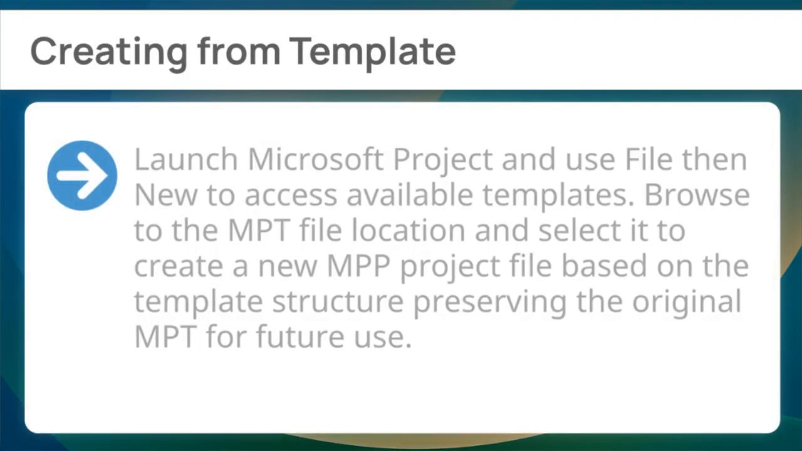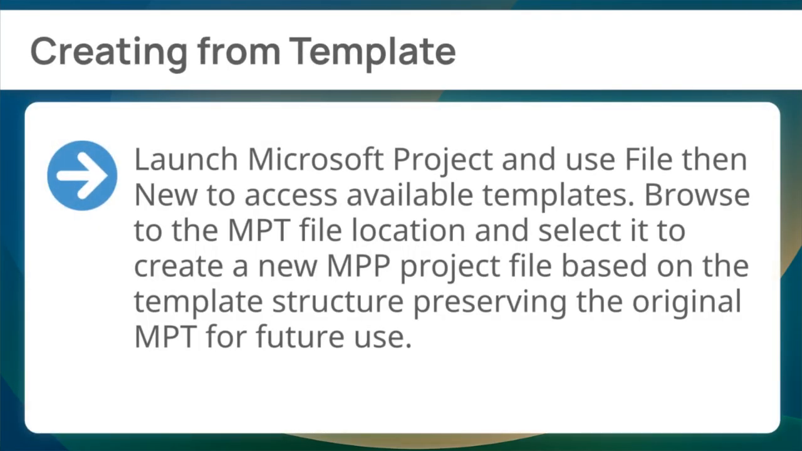First, creating from template. Launch Microsoft Project and use File then New to access available templates. Browse to the MPT file location and select it to create a new MPP project file based on the template structure, preserving the original MPT for future use.